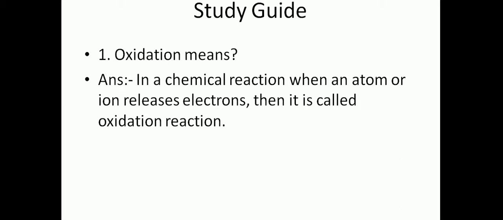Now, oxidation means in a chemical reaction when an atom or ion releases electrons, then it is called an oxidation reaction. It may be an atom or an ion. This type of reaction is called an oxidation reaction. In some equations, later in our next sessions, we will decide which one is oxidation and which one is reduction, with some examples.